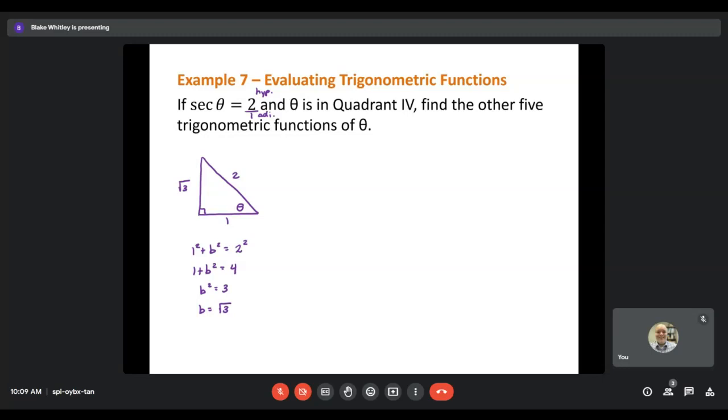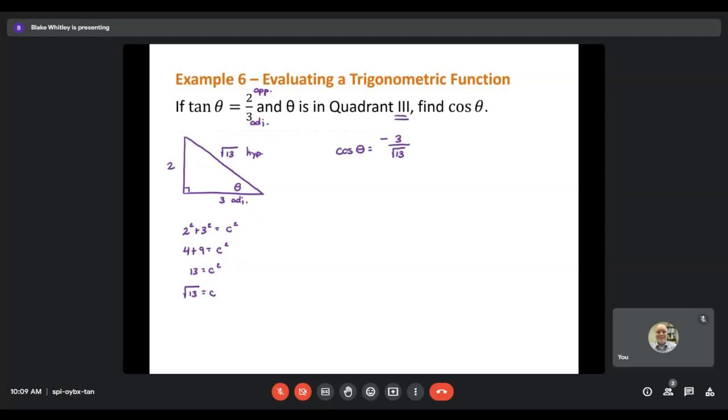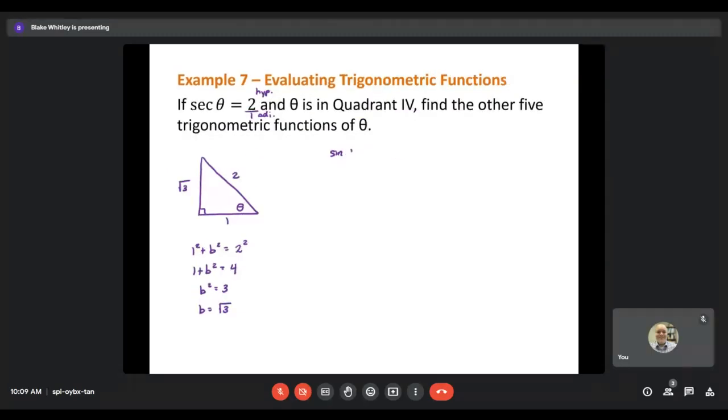Now, once we have our triangle, we can find all of our trig ratios, right? So we have sine of theta. In this case, this is going to be my opposite side, my adjacent side, and my hypotenuse. Sine is opposite over hypotenuse, so that's going to be square root of 3 over 2. And for right now, I'm not worried about the positives and negatives, right? I'm only going through and finding these ratios. Then we'll come back and deal with the quadrant at the very end and put our positives and negatives in the right place.